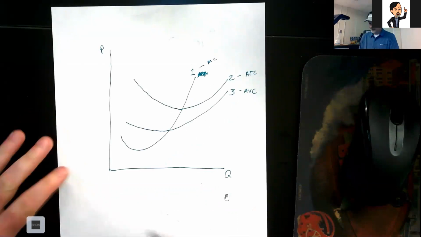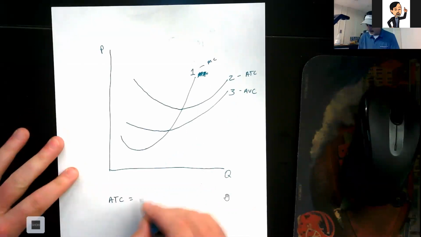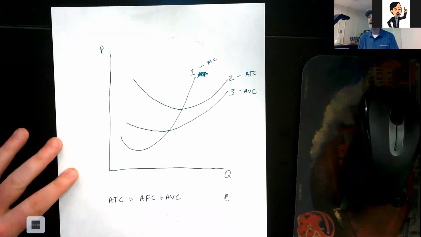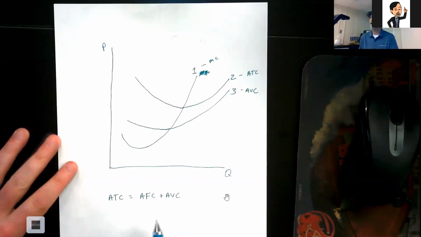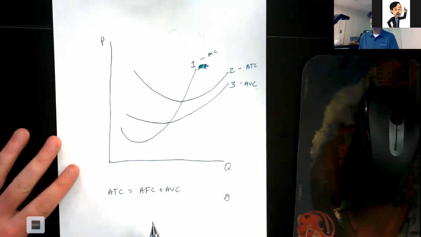It's really fun. ATC equals AFC plus AVC, right? Our total costs are our fixed costs plus our variable costs. Can we all agree to that? Let's do some math now. This is fun.